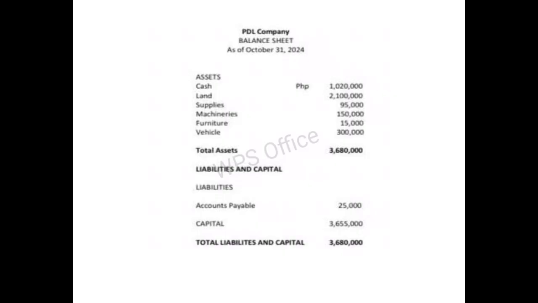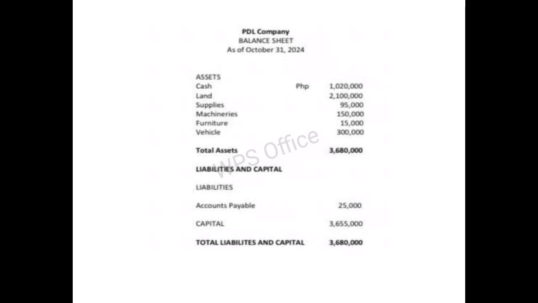This is the PDL company balance sheet as of October 31, 2024. Under the assets are cash, land, supplies, machineries, furniture, and vehicle. Cash is 1,020,000 pesos. Land is 2,100,000 pesos. Supplies is 95,000 pesos, machineries is 150,000 pesos, furniture is 15,000 pesos, and lastly, the vehicle is 300,000 pesos. And the total asset is 3,680,000 pesos.